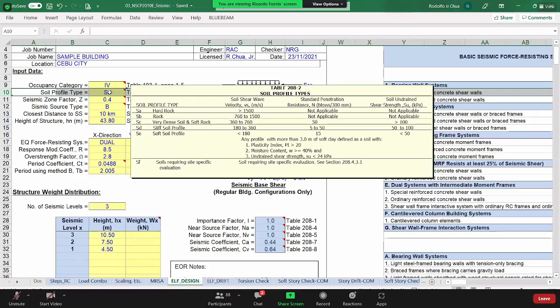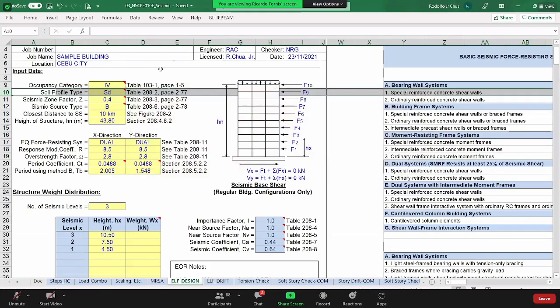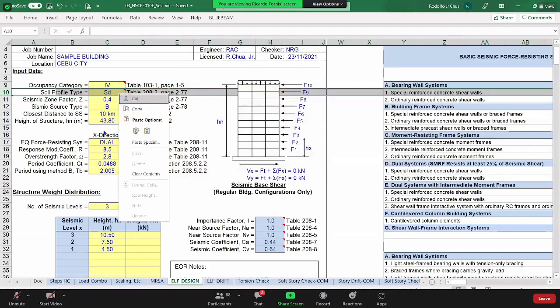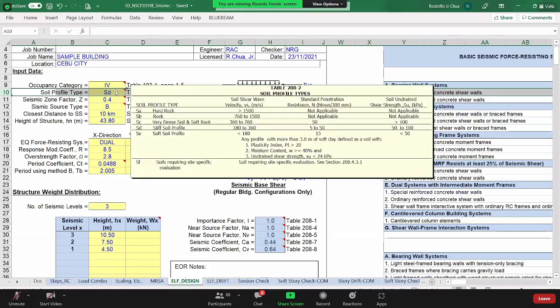Ang fifth nga profile type is soft soil profile. The shear wave velocity is 180, less than 180 meters per second. And then I think there's a typo error here. May typo error. Ang kanidang SD, it's 15 to 50. Ang kaning soft is, ang SPT na to is 15.